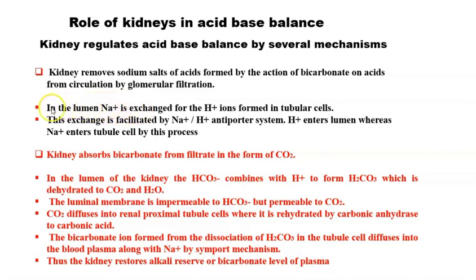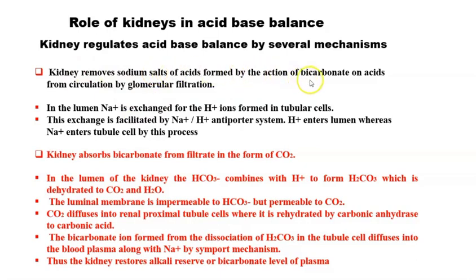So we move on. In the lumen, sodium ion is exchanged for hydrogen ion in a process we call the sodium-hydrogen antiport system. What it means is that the movement is in opposite directions. As the sodium is moving out of the lumen, hydrogen is entering the lumen. Look at it now: the hydrogen enters the lumen, whereas sodium enters the tube cells. So we have finished explaining mechanism number one, how the kidney removes sodium.